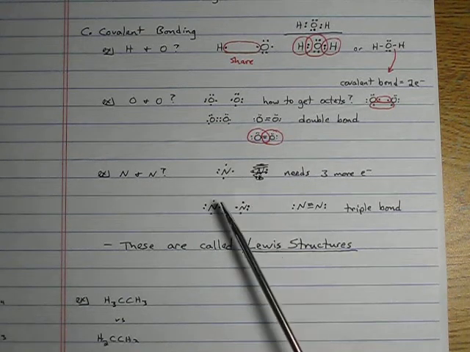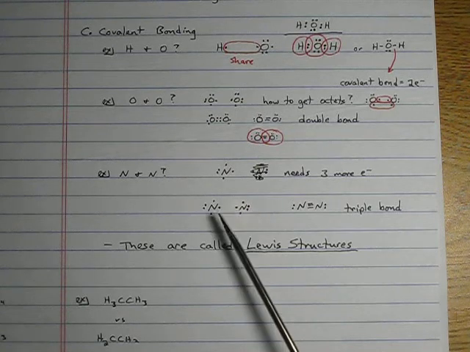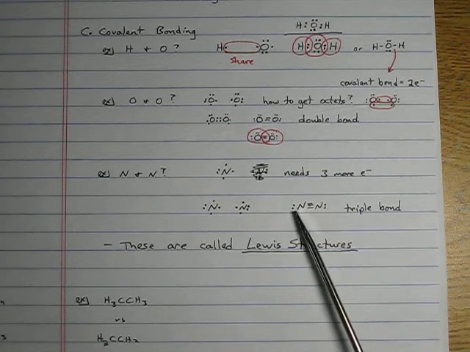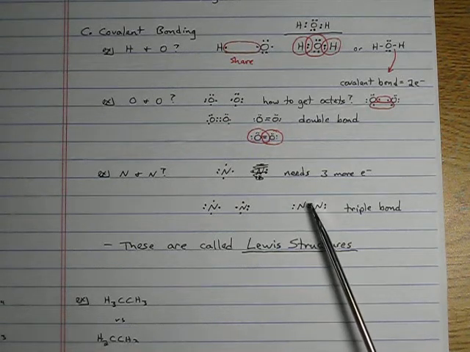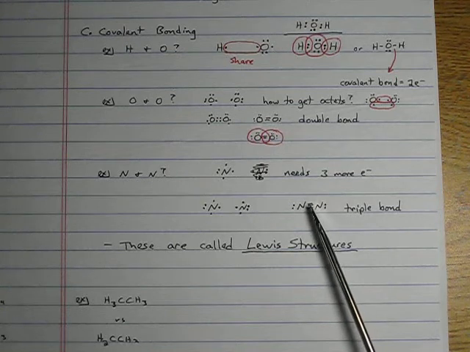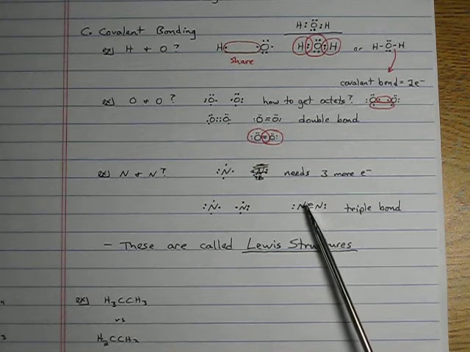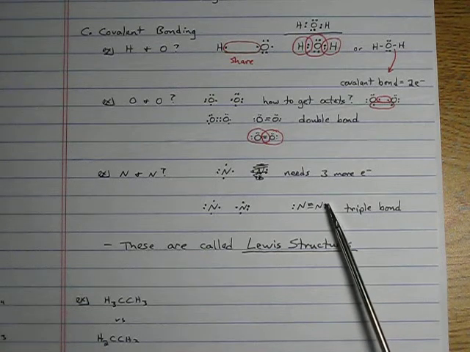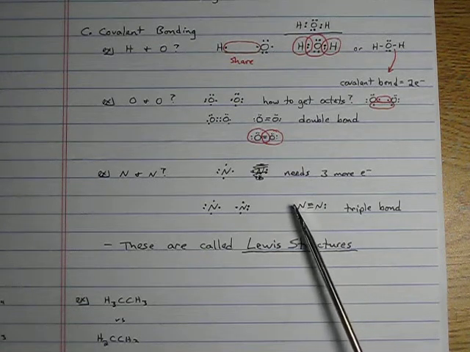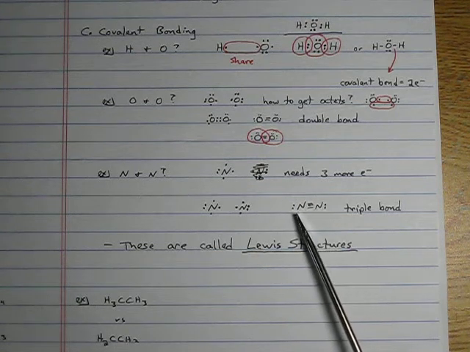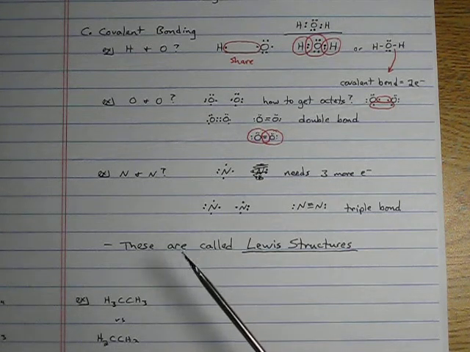The way to do it is share the top pair, share the middle pair, share the bottom pair, and we have a triple bond here. Note each nitrogen has a lone pair and is triple bonded to the other nitrogen. 1, 2, 3, 4, 5, 6 electrons of the triple bond, 7, 8 give us this nitrogen's octet, and this nitrogen's the same. 1, 2, 3, 4, 5, 6, 7, 8. This nitrogen has its octet.